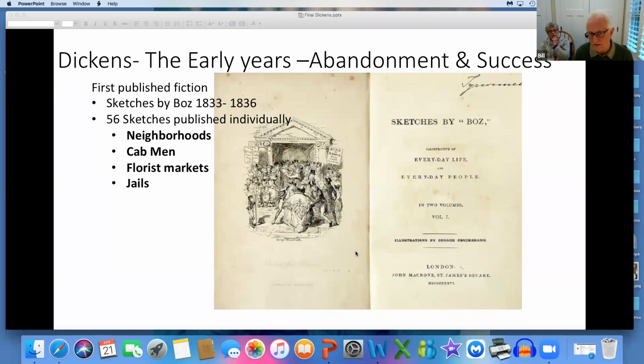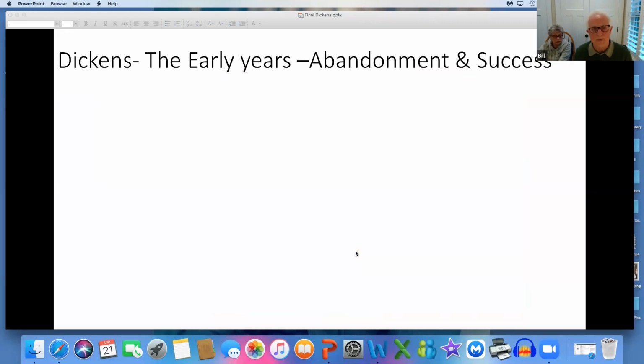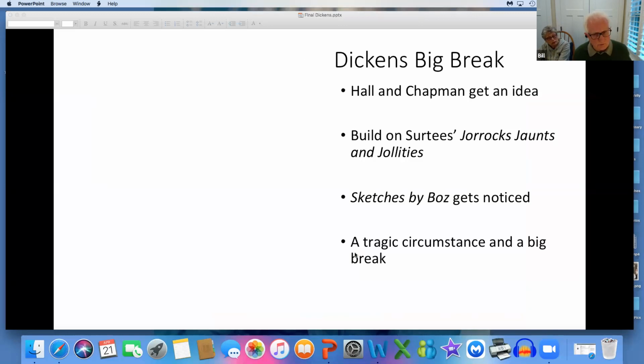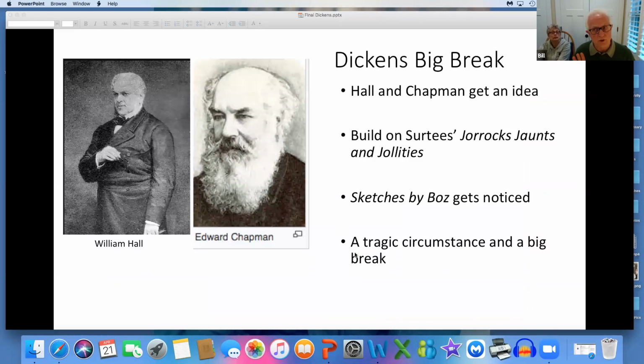And he wrote 56 of them, and they got put together and bound in 2 volumes, which we had mentioned earlier, 1836. You can see also, it says illustrated by George Cruikshank. He was one of the most famous illustrators of his day. He and Charles worked together on this and 1 or 2 other projects as well. So, as a result of these sketches, now I'm going to go over a little bit, and I apologize for that, but we're getting closer. He gets noticed by these 2 people, William Hall and Edward Chapman. At this point in their careers, they were booksellers.